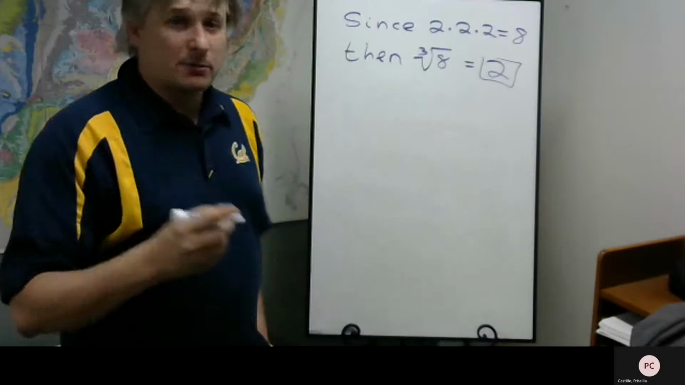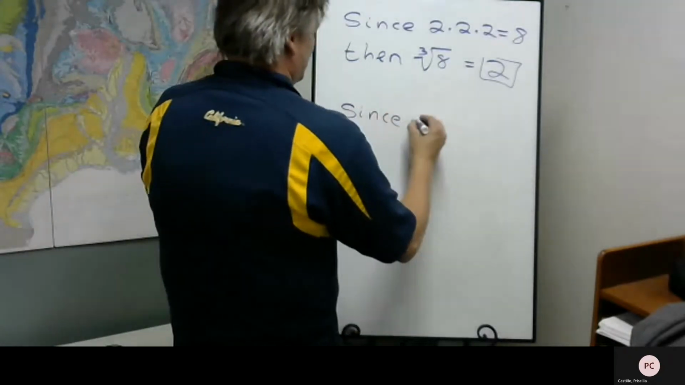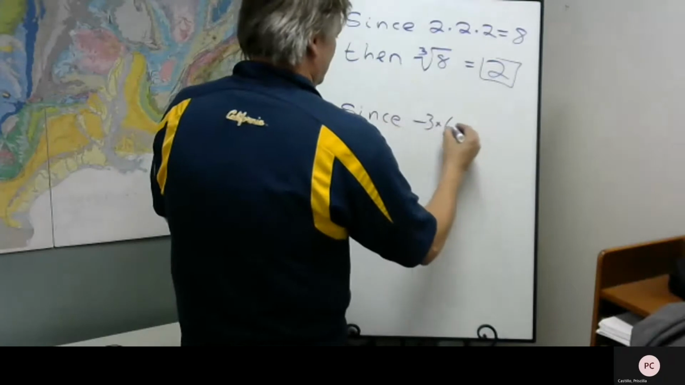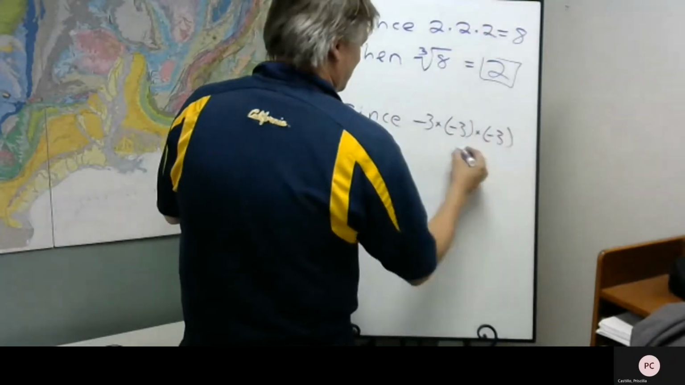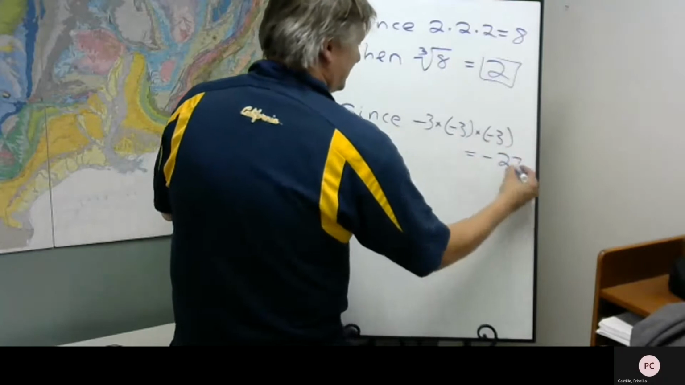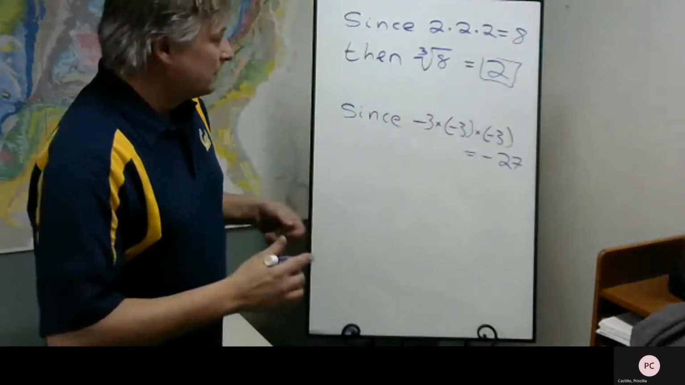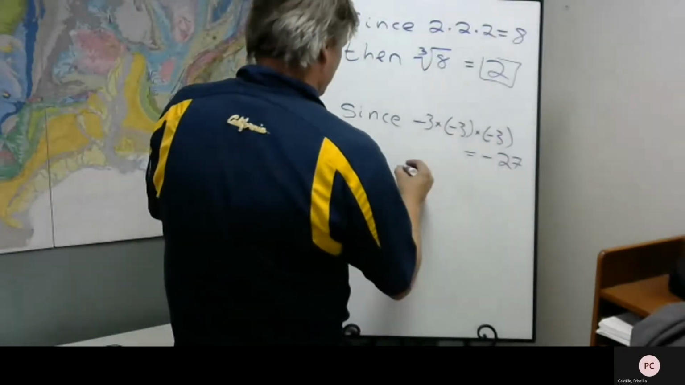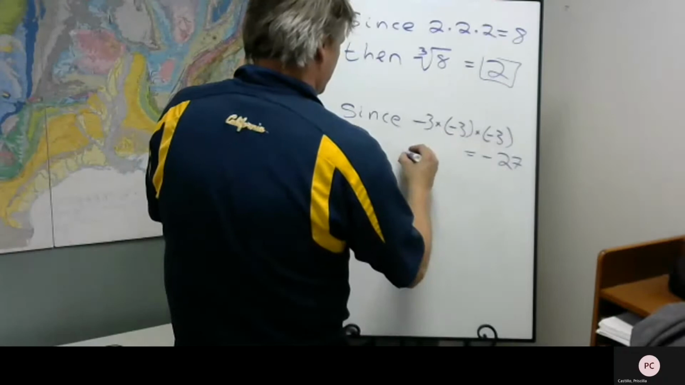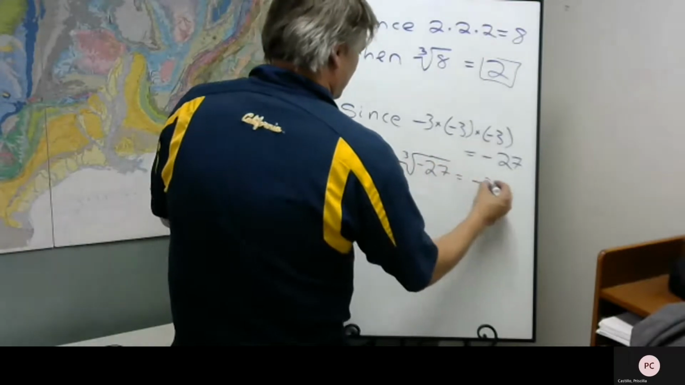Now we can do other cube roots. Since -3 times -3 times -3 is -27. You can work that out on a calculator or on paper. This means the cube root of -27 is -3.